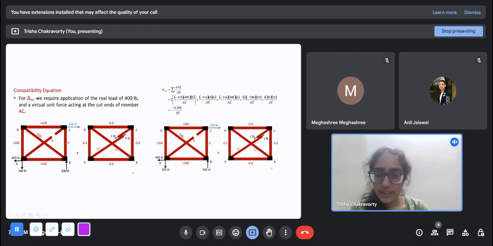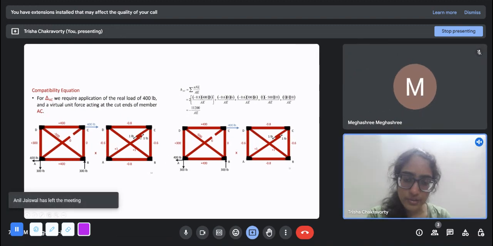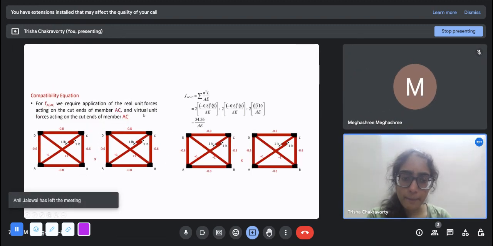See, in this determinate structure there are 6 members. Here for this member you put a 0, because we are assuming that it has no force right now, and we will solve for delta_AC using the virtual work method. Similarly, if you take this structure, this is also a determinate structure because we are assuming the force here to be 1. Here we again apply the same formula.